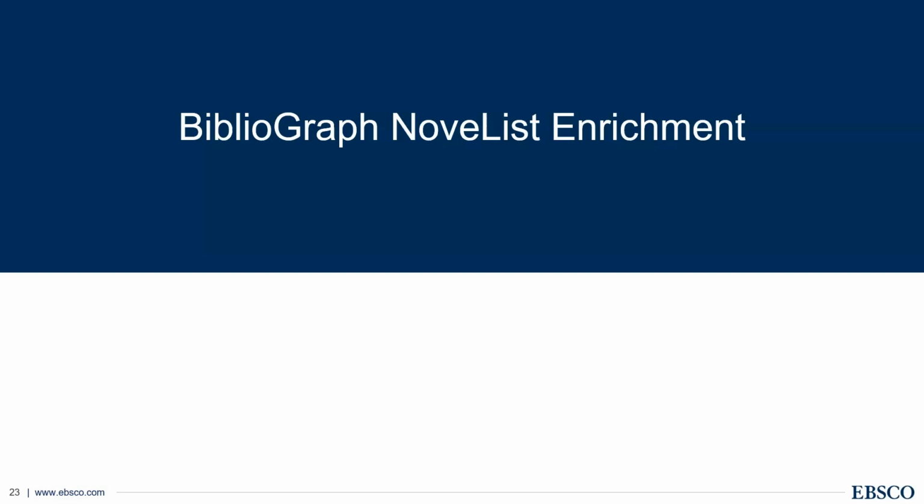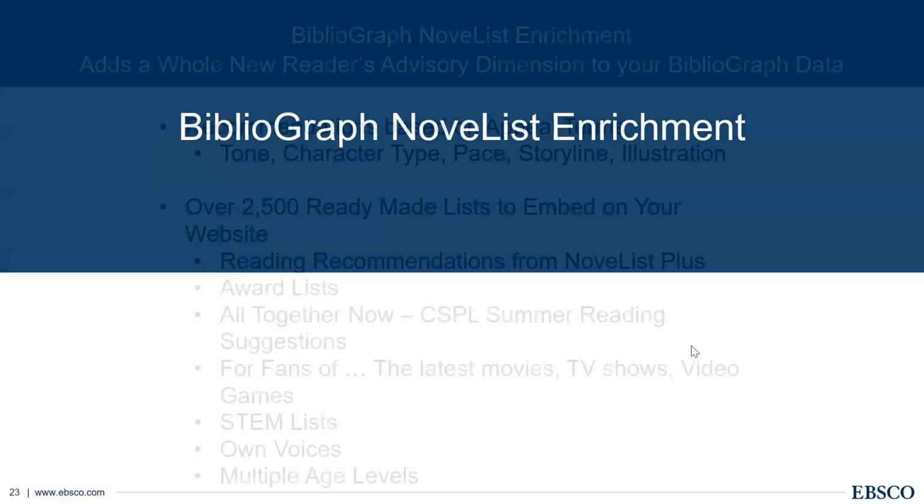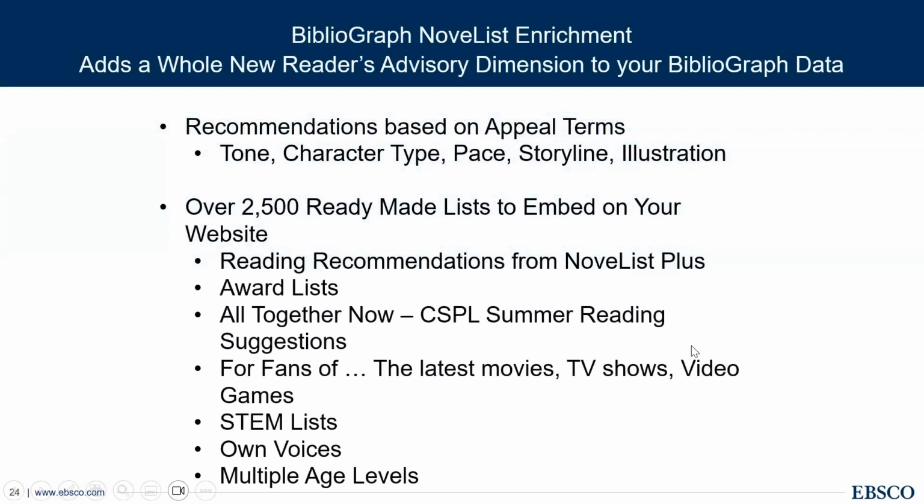The other part of the Novelist enrichment is the reading recommendation lists that you find in Novelist Plus. So with Novelist enrichment, you are going to get not only recommendations based on appeal terms, but you're also going to have over 2,500 ready-made lists that have been highly curated by the Novelist team. So whether you are looking to have an ongoing award list page on your website, or whether you are going to be using the All Together Now summer reading suggestions, Novelist has prepared lists for you for just that opportunity to put that virtual shelf out there on your website.